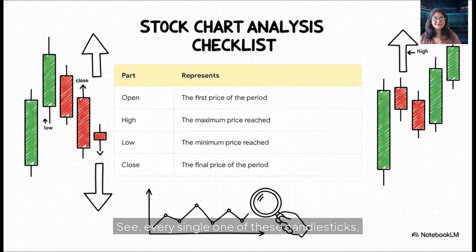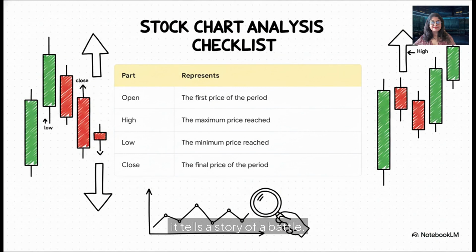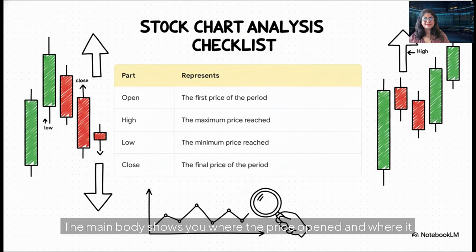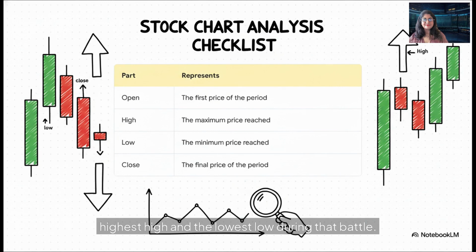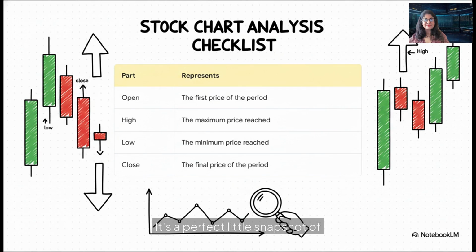See, every single one of these candlesticks tells a story of a battle. The main body shows you where the price opened and where it closed. And those thin lines, we call them wicks, show you the highest high and the lowest low during the battle. It's a perfect little snapshot of who won, the buyers or the sellers.